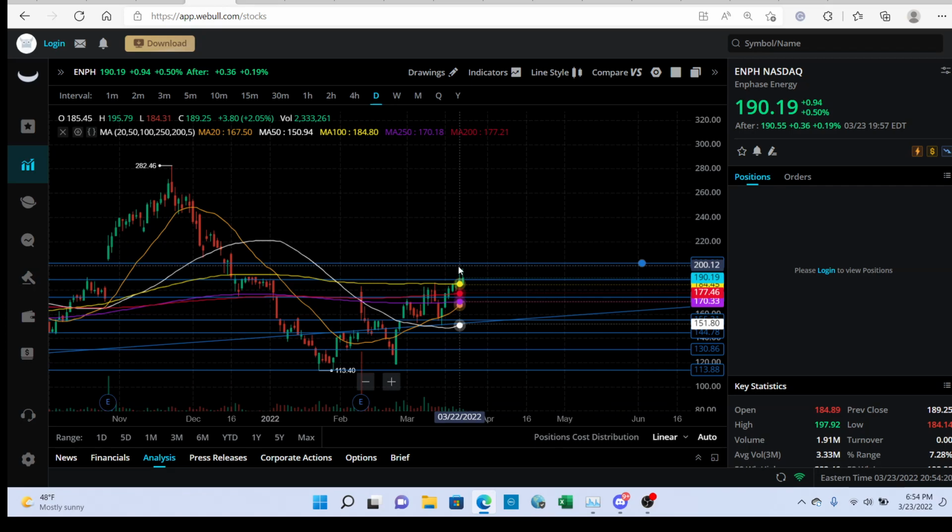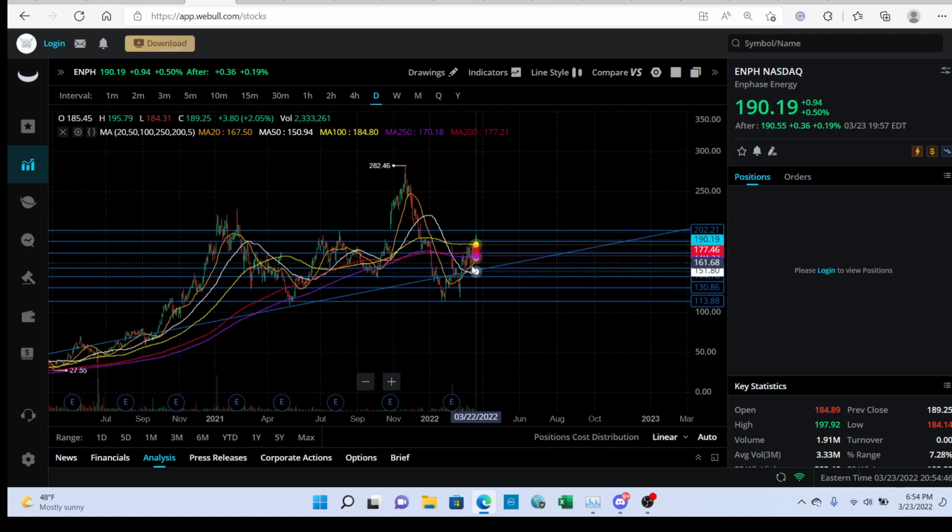But I do want to point out that while stocks were seriously fading, ENPH was doing well throughout all of that. So it is possible that ENPH could see a downturn if oil prices potentially go down. So I would definitely look out for that.